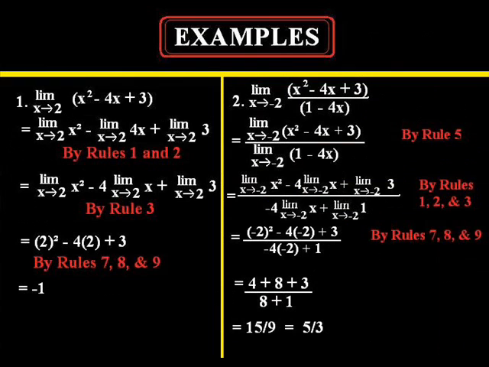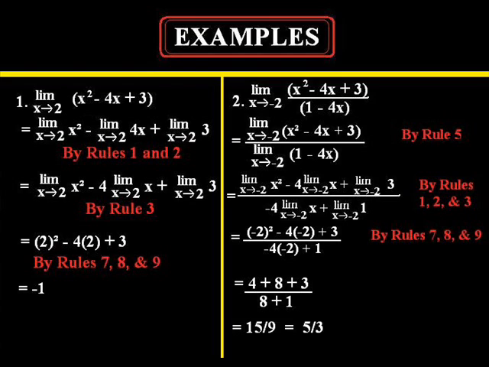Alright, so example number 1. We have the limit as x approaches 2 of x squared minus 4x plus 3. So by rules 1 and 2, we can split that up into the limit as x approaches 2 of x squared minus the limit as x approaches 2 of 4x plus the limit as x approaches 2 of 3. From there, by rule 3, we can split that up into the limit as x approaches 2 of x squared minus 4 times the limit as x approaches 2 of x plus the limit as x approaches 2 of 3.